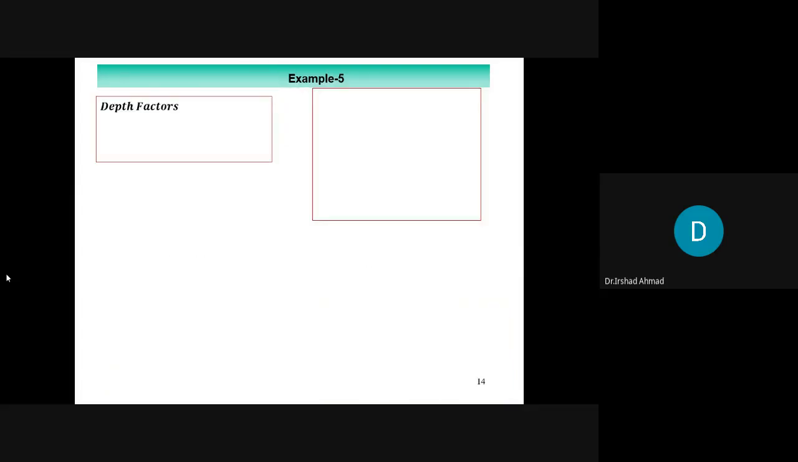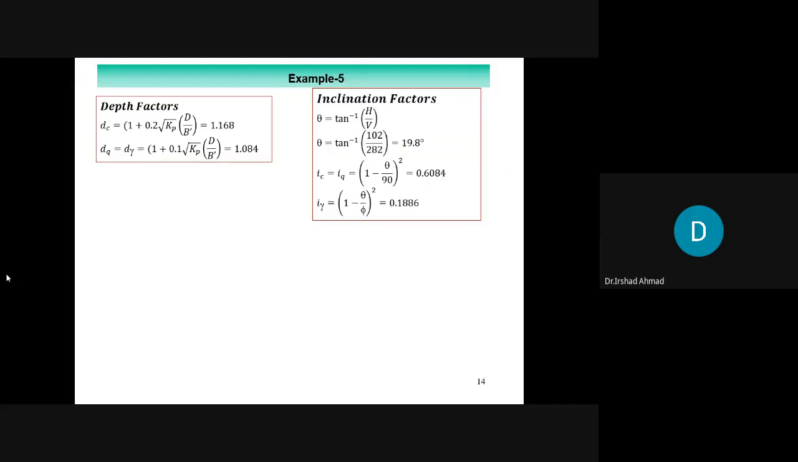Now you can find depth factors similar to the last problem. You can find inclination factors. So you have a horizontal load and a vertical load. Horizontal load is 102, vertical load is 282. The angle that the resultant would make with the vertical is 19.8 degrees. Put them in these equations, you will get inclination factors.